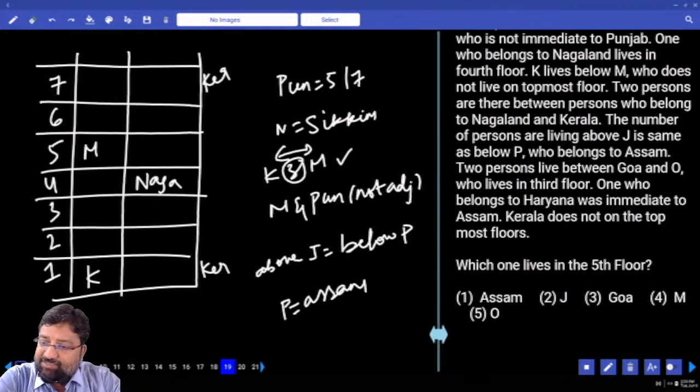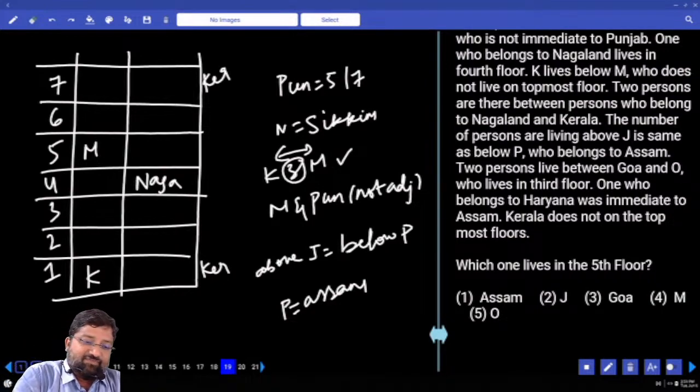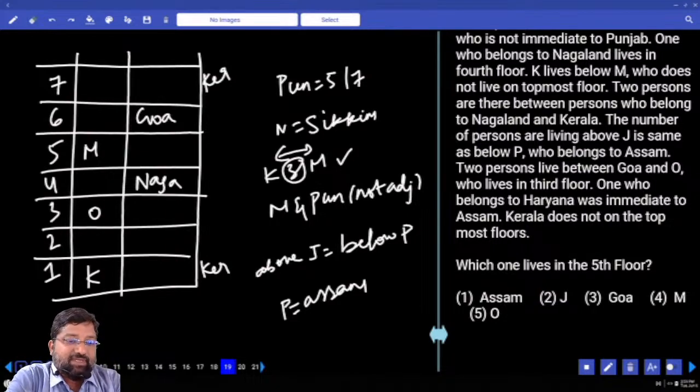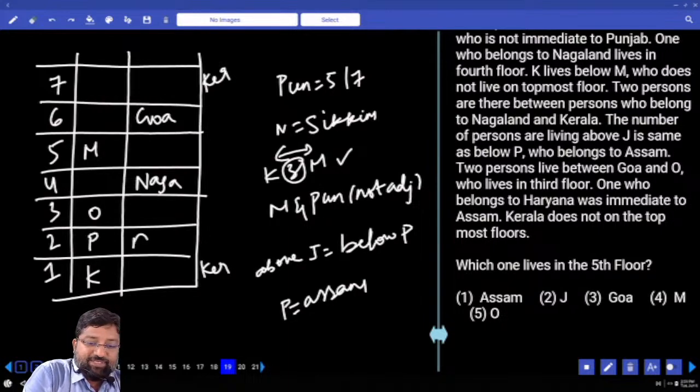Nothing more than that. Next, two persons live between Goa and O, O who lives on the 3rd floor. Done? Next line. The one who belongs to Haryana was immediate to Assam. Haryana and Assam are immediate. Moreover, P is Assam. Then how many possibilities do I have? Only one possibility. This is P who is Assam and this is Haryana.